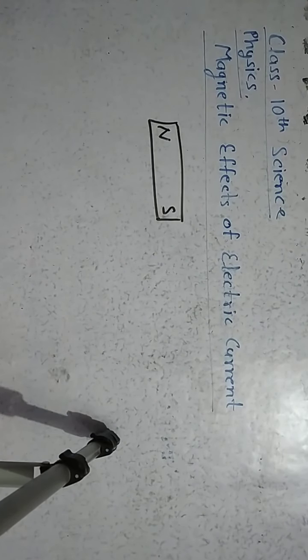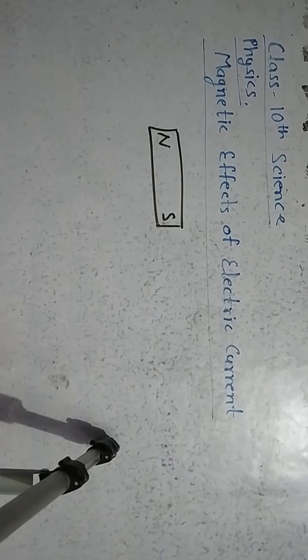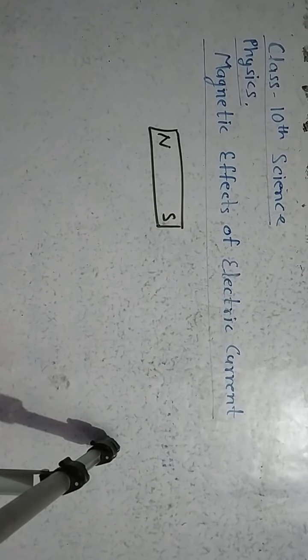And we know about the electric magnets. Electric magnets are what? Electric magnets are the magnets which are made by the power of electricity.